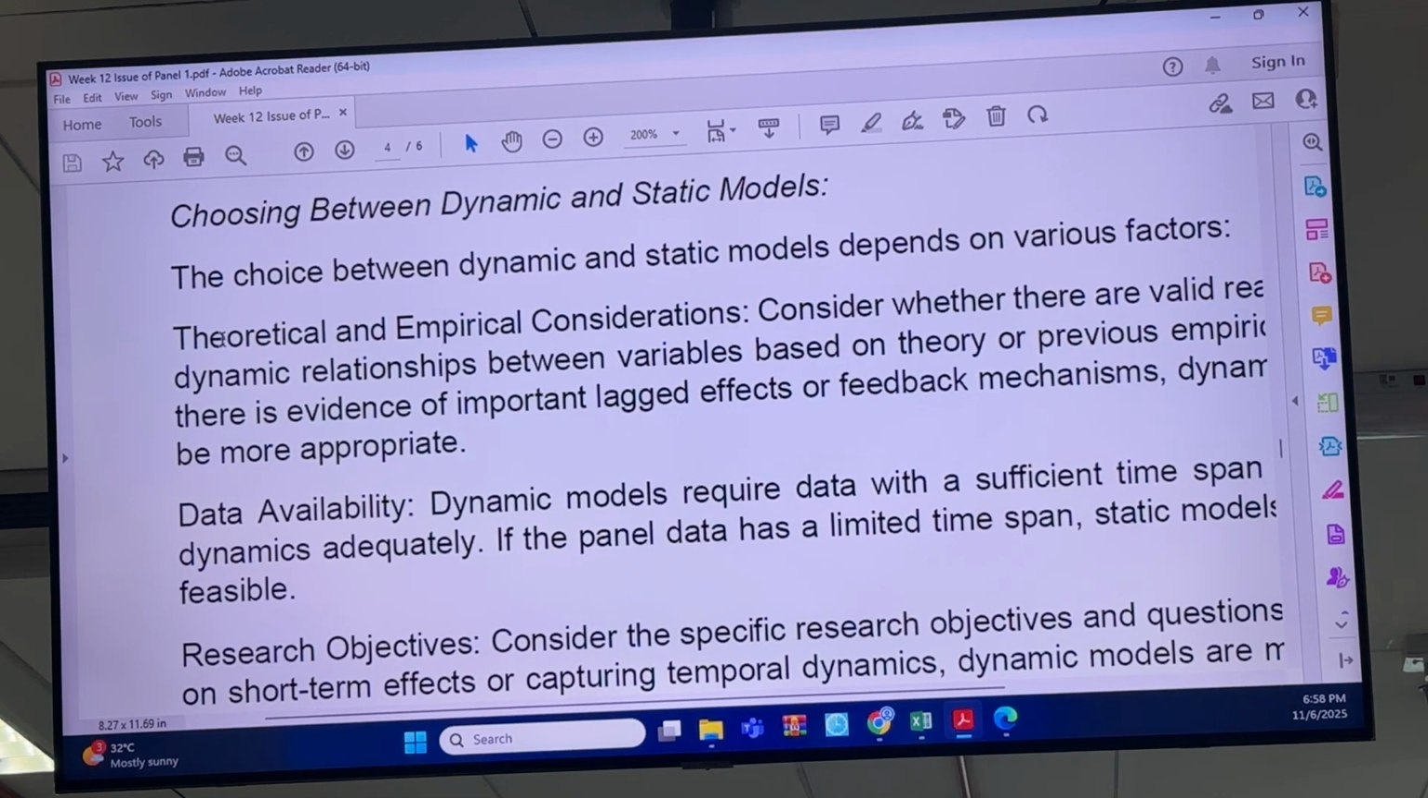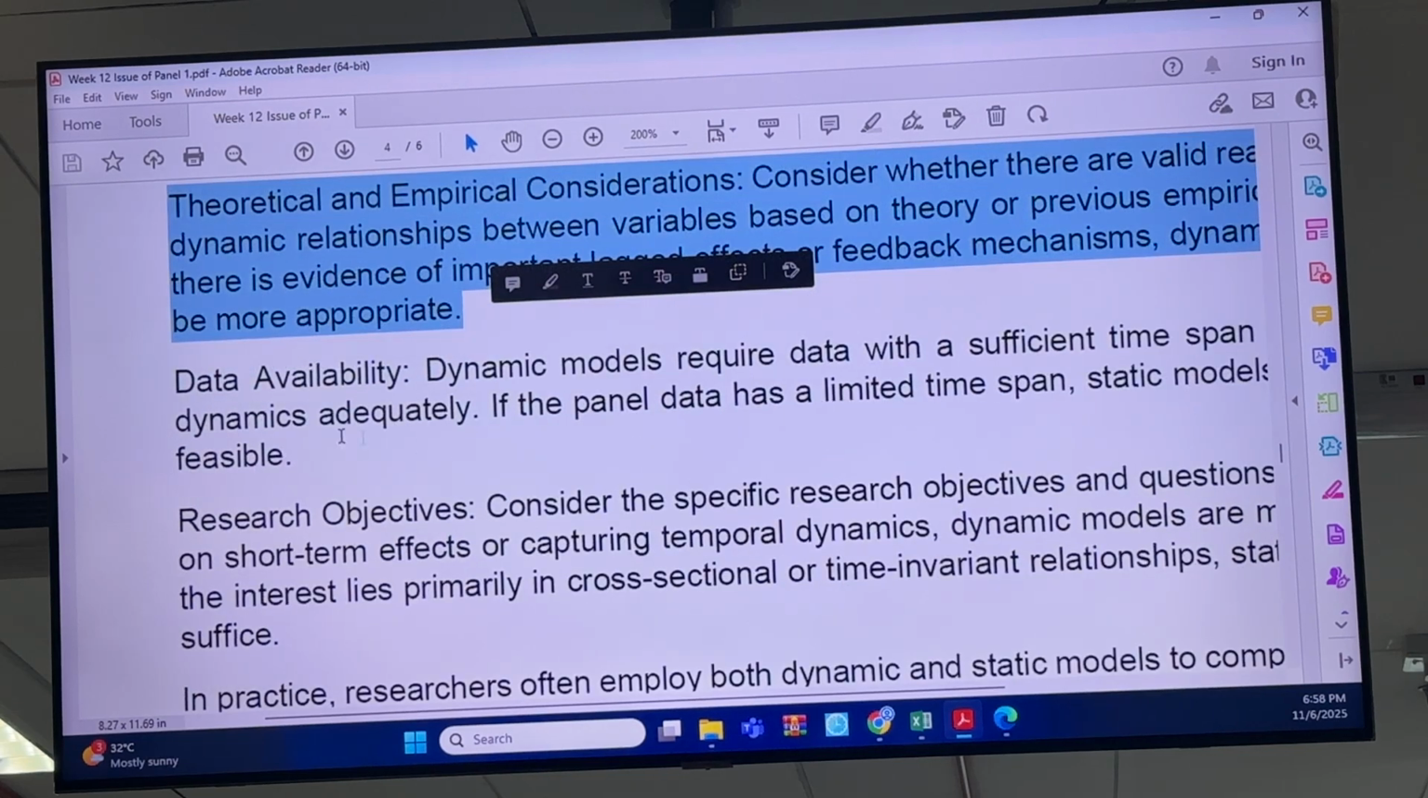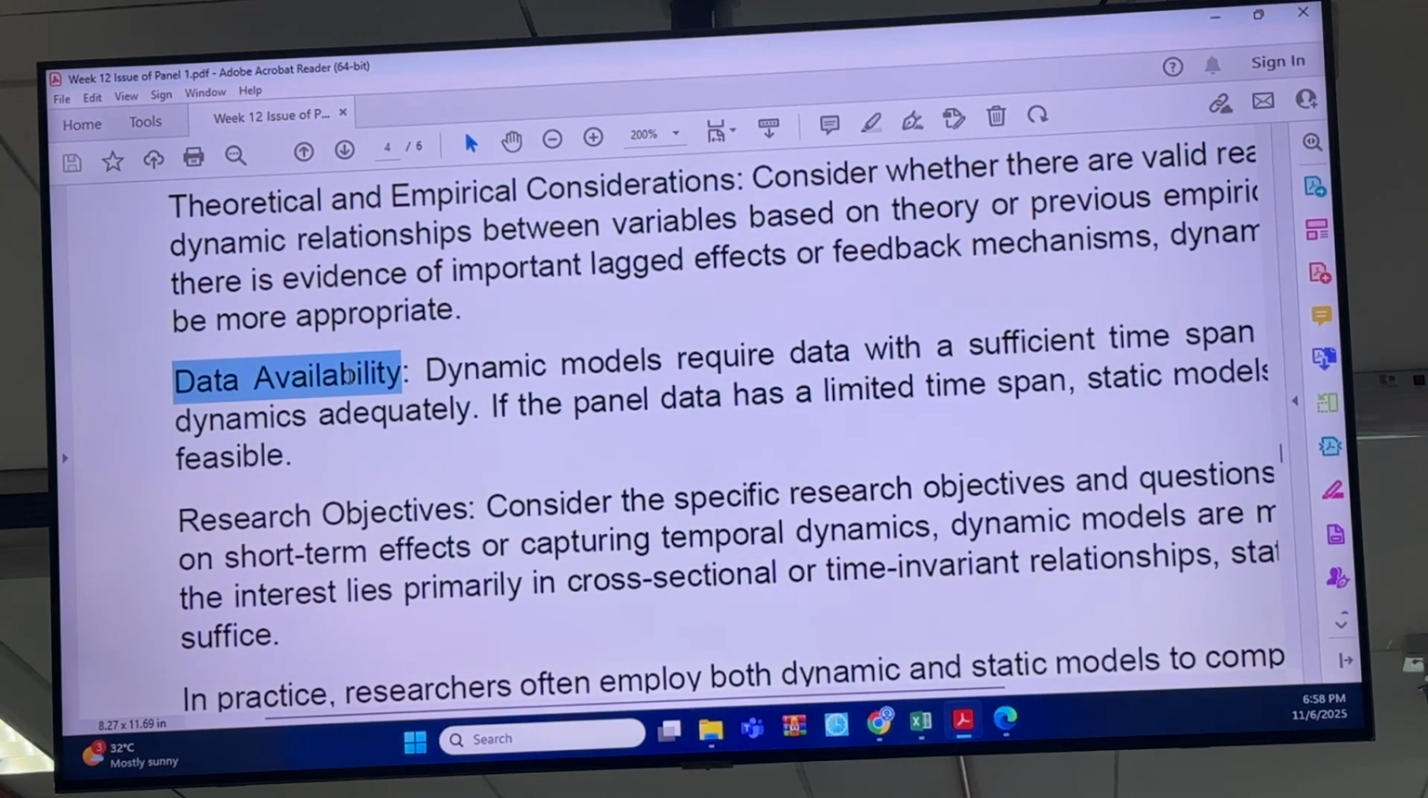So that is my reason I want to use a dynamic model for my money demand. And then how about the data availability? Because it is dynamic, you're not going to just use one lag. Dynamic means involving the lag effect.